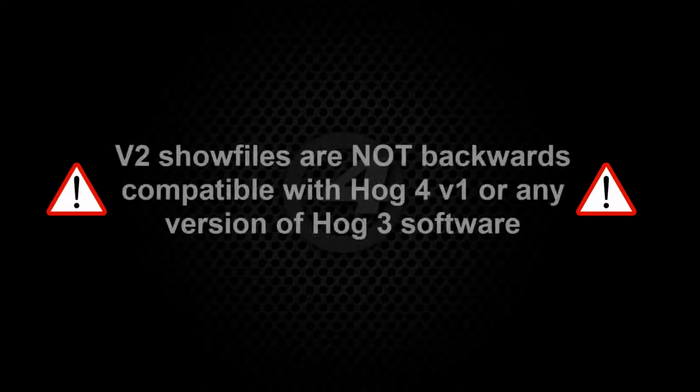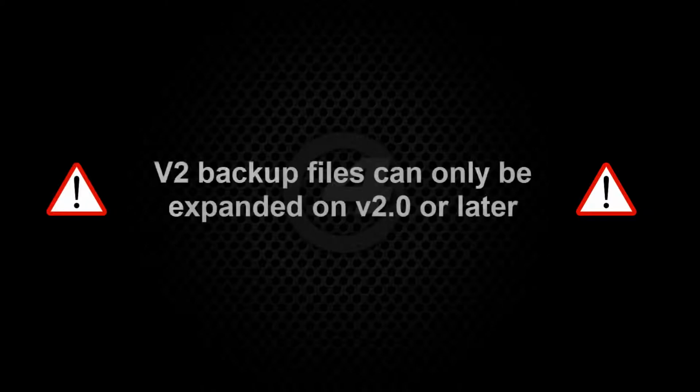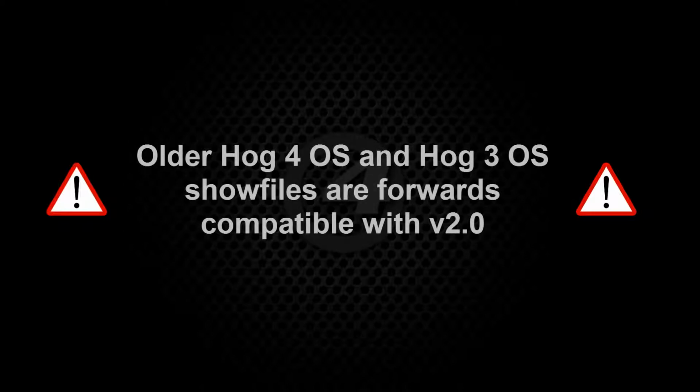Please note the following important information regarding showfile compatibility. A version 2 showfile is not compatible with a console running an earlier software version or a HOG3 console running version 3.2.6. Similarly, any showfile backup created on a console running version 2 can only be expanded on a console running version 2.0 or later. However, version 2 can still run showfiles created on earlier versions of both HOG3 and HOG4 software.